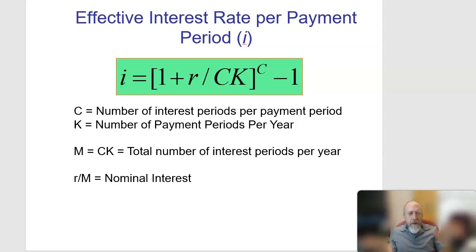So we can take that equation and make it a little bit more generic. The i equals (1 + r/CK)^C − 1, where C is the number of interest periods per payment period and K is the number of payment periods per year. So M is equal to CK. That was the M from before, the total number of interest periods per year. So r over M was the nominal interest. Okay, so we got all those pieces together now. But now we can just use this equation to figure out the effective interest rate, which is kind of important. That's how we actually do this.